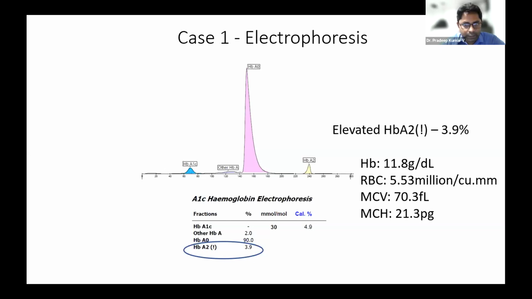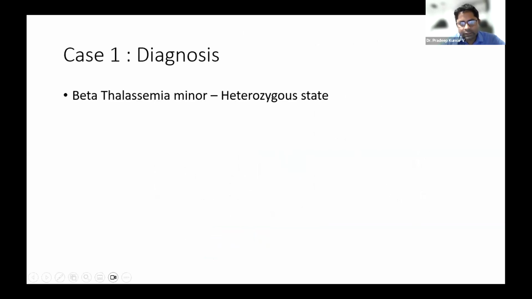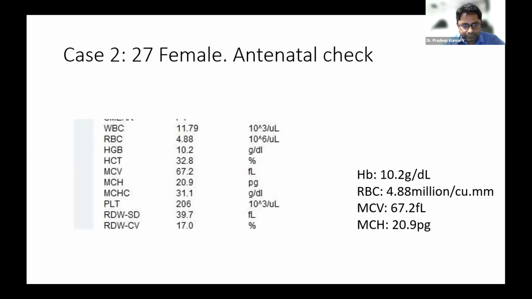So this is a beta thalassemia minor. This is the same sample run in the hemoglobin electrophoresis mode. We see that there is no A1C, and the A2 is almost symmetrical, touching the baseline, so 4.3 is a reliable value. So the diagnosis is thalassemia minor. But we could reach this diagnosis only with the help of the red cell indices, which gave a clue because they were thalassemic, and then the electrophoresis, which showed elevated A2.